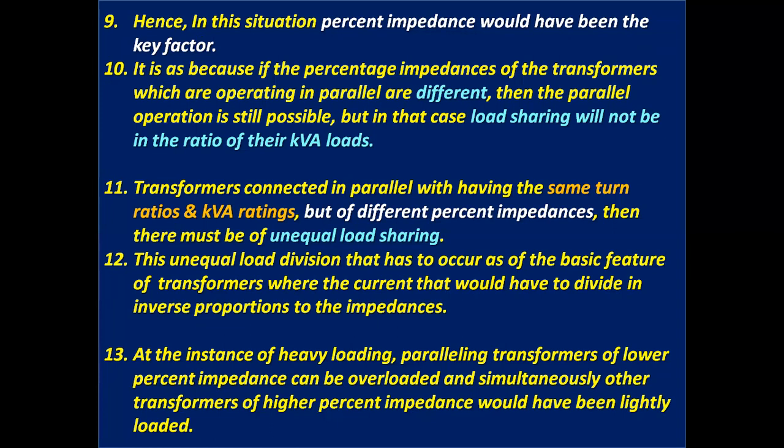Transformers connected in parallel with the same turns ratios and kVA ratings, but of different percent impedances, will have unequal load sharing. Number 12, this unequal load division occurs because of the basic feature of transformers where the current divides in inverse proportion to the impedances. At the instance of heavy loading, paralleling transformers of lower percent impedance can be overloaded and simultaneously other transformers of higher percent impedance would be lightly loaded.